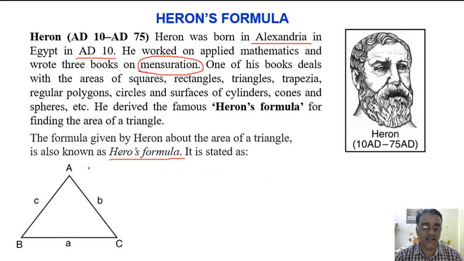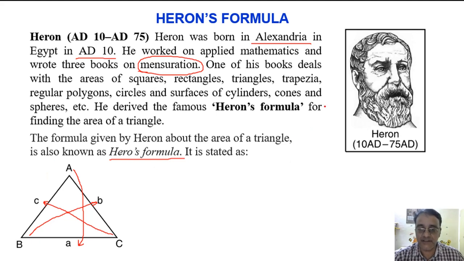So this is the triangle ABC. We will write small a opposite to vertex A. Small a we will denote to the side opposite to vertex A, and small b opposite to vertex B, and small c opposite to vertex C. Okay, this is the standard representation of small a, small b, small c.